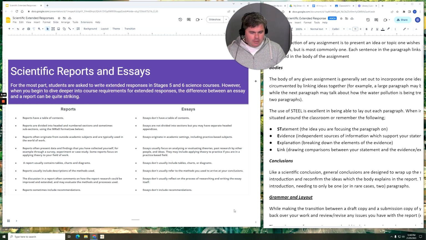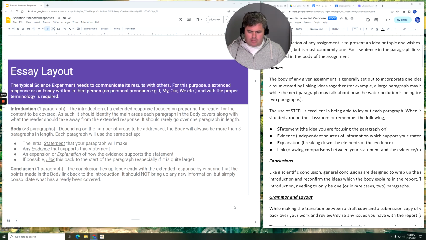Now, let's see. A conclusion is essentially 1 paragraph that ties a nice little bow to finish up your essay or your extended response. All right. It should not be bringing up any new information. It should instead be simply trying to consolidate what's already been covered.